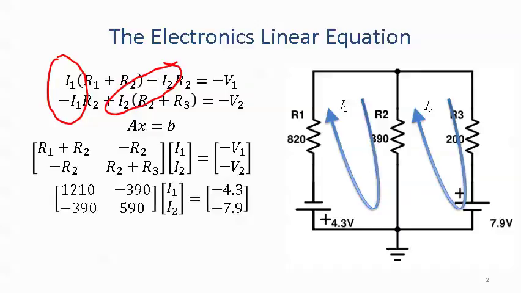Substituting numerical values instead of the symbolic R1, R2, R3, here we have the matrix 1,210, minus 390, minus 390, and 590. There's our matrix A, I1 and I2 for our unknown vector, and 4.3 and 7.9, both negative, for our result vector.